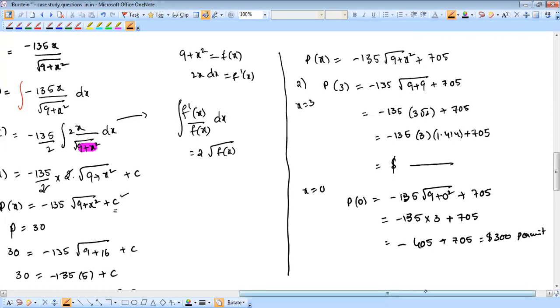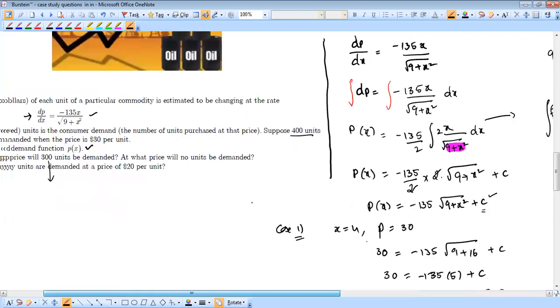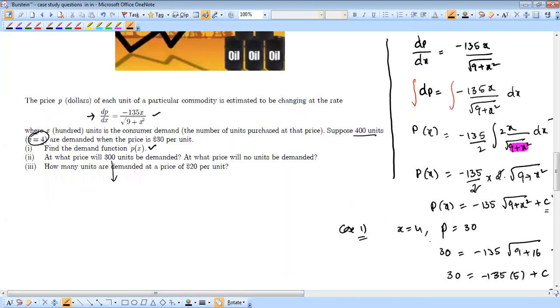Try to read the question very clearly. They said 300 units. Don't substitute 300, since 400 units is x value 4, so for 300 units you are supposed to take x value 3. Next question: how many units are demanded at a price of $20 per unit?